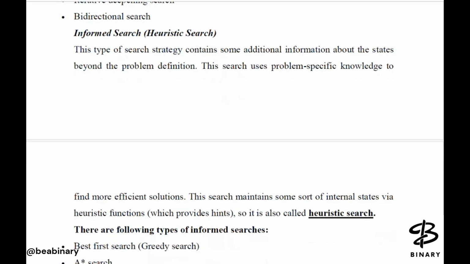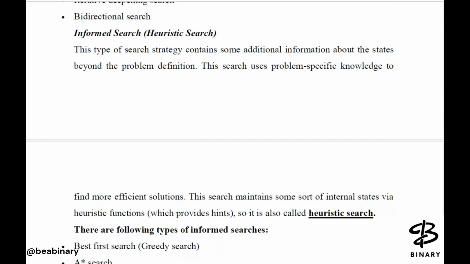Some extra information or extra data is there, which the machine uses to search for a particular piece of information, or a particular specific data file is used by the machine. This search uses problem specific knowledge to find more efficient solutions, and it maintains some sort of internal state, some sort of historical data, with a heuristic function which provides the hints. So it is also called heuristic search.